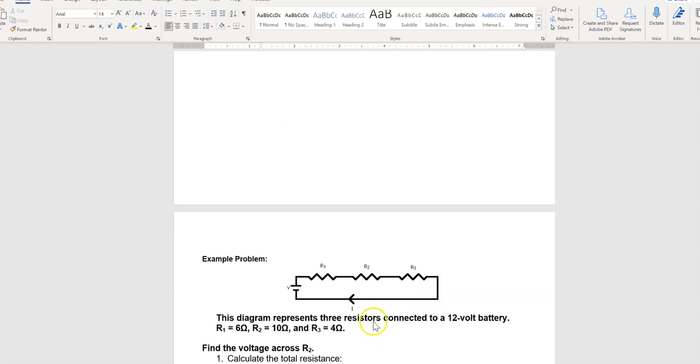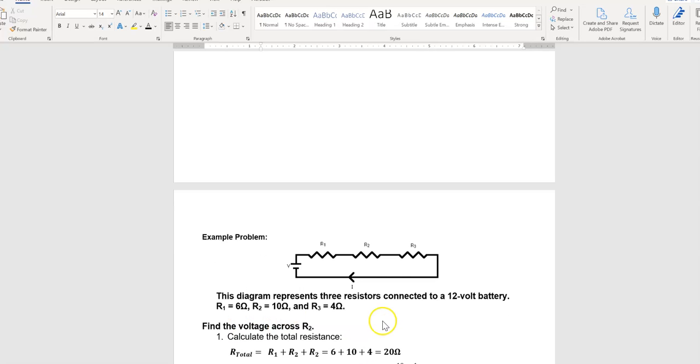First of all, in this diagram, we have three resistors, and those are 6 for R sub 1, 10 for R sub 2, and 4 for R sub 3, and they're connected to a 12-volt battery. So calculate the total resistance. The resistance total is just adding up these three numbers. So we have R1, R2, and R3, that should be a 3 there, add up to 6, 10, and 4 add up to 20.